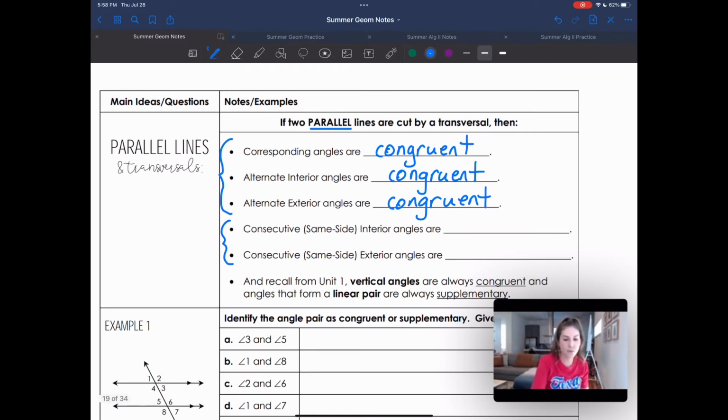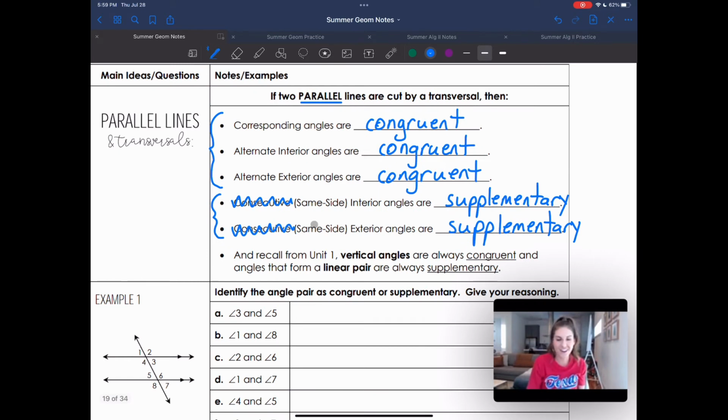Okay, now the only ones that are weird, and we might as well cross off the consecutive word, we're not using that. The same-siders have a different relationship, okay? Same-side interior angles are not congruent. They are what we call supplementary. And hopefully you remember what that means from the last lesson. That means that they add up to 180 degrees, okay? Same thing with same-side exterior angles. They are also supplementary. And I know you don't have this memorized yet, but it shouldn't take too long because basically they're all congruent except for the ones that are the same-siders. Those are the ones that add to 180.